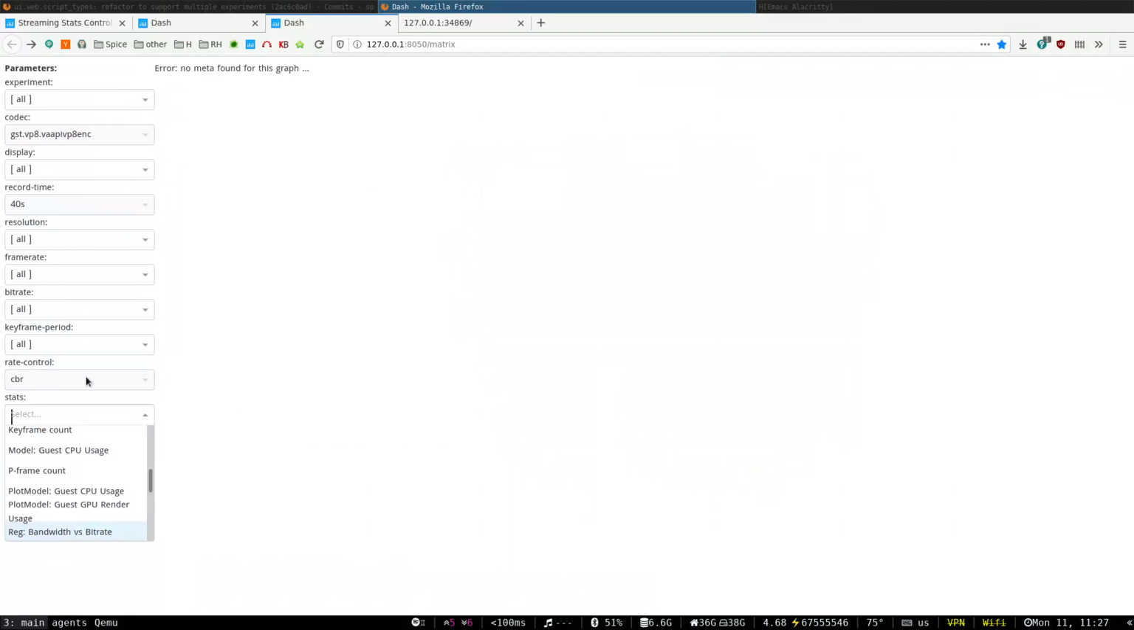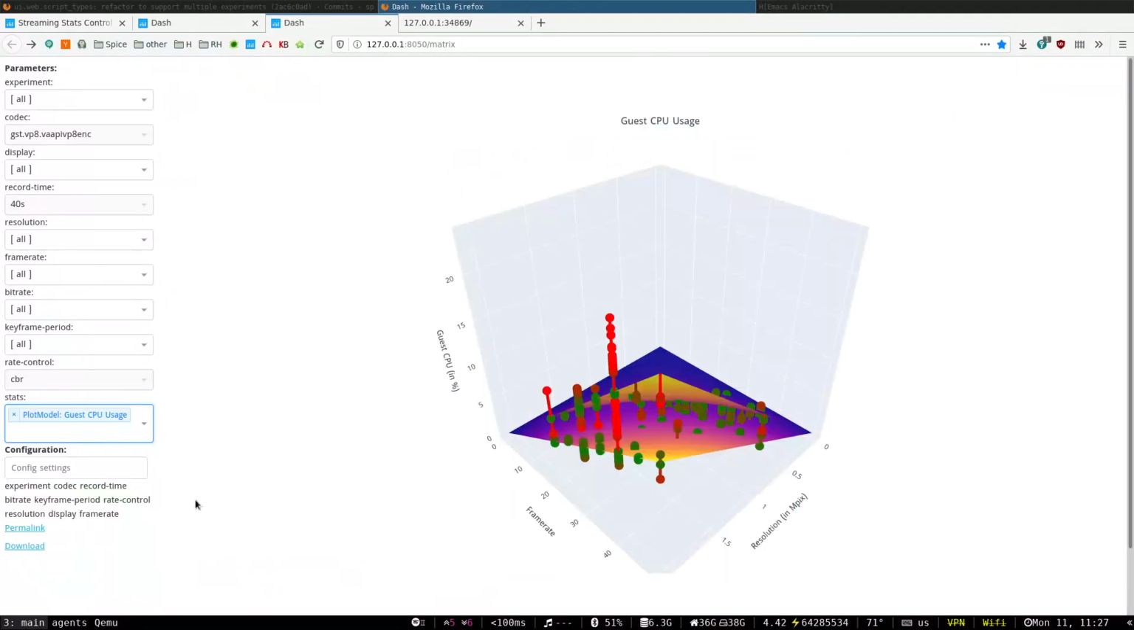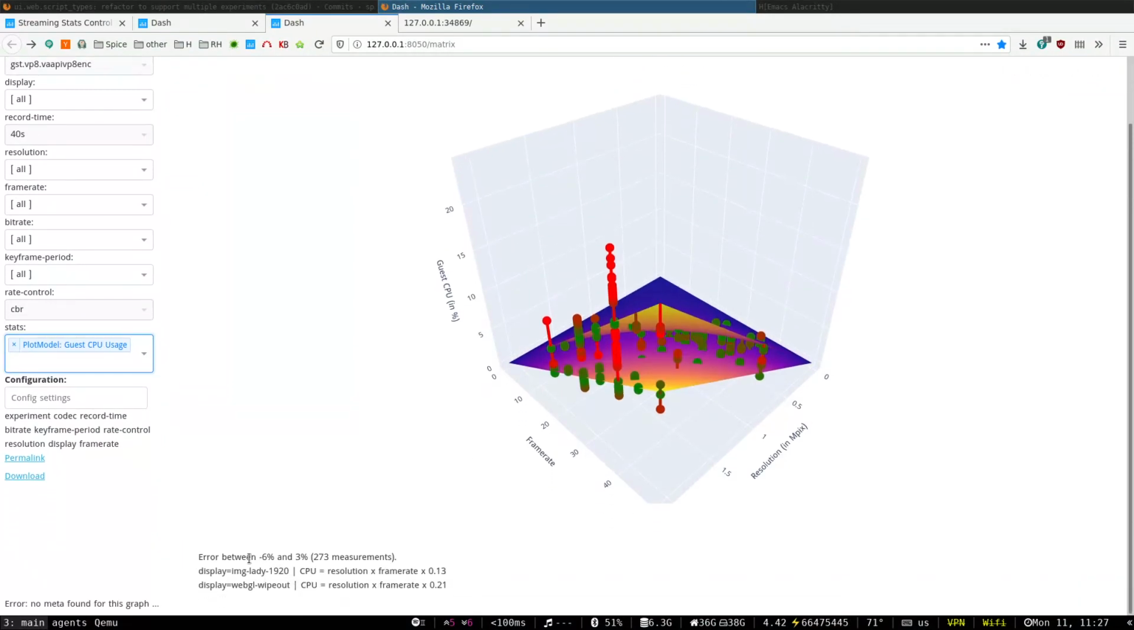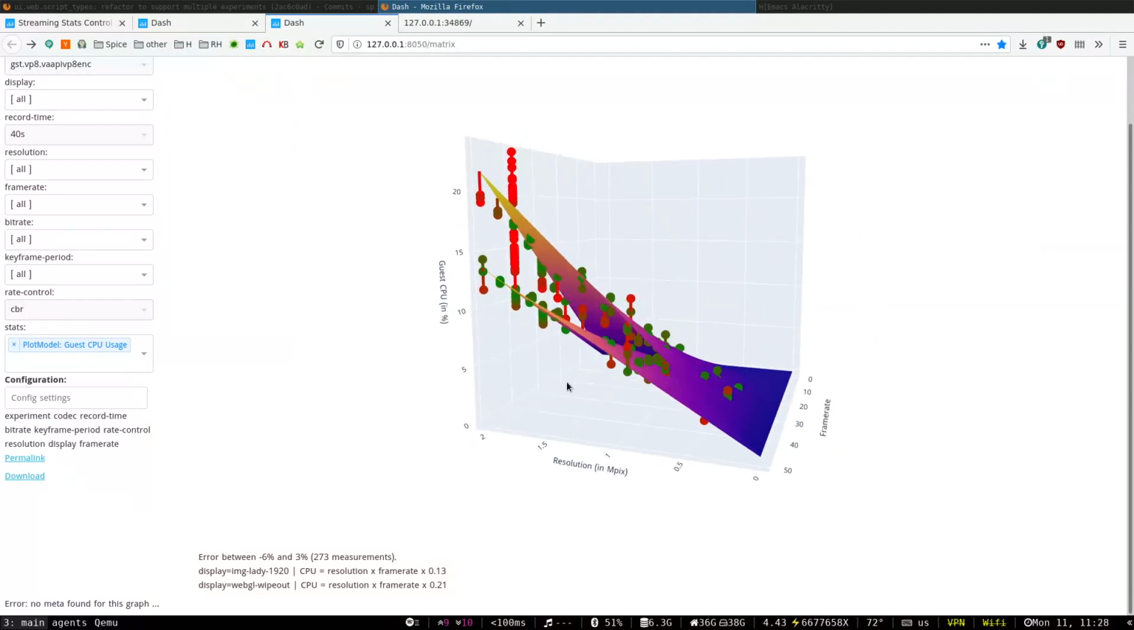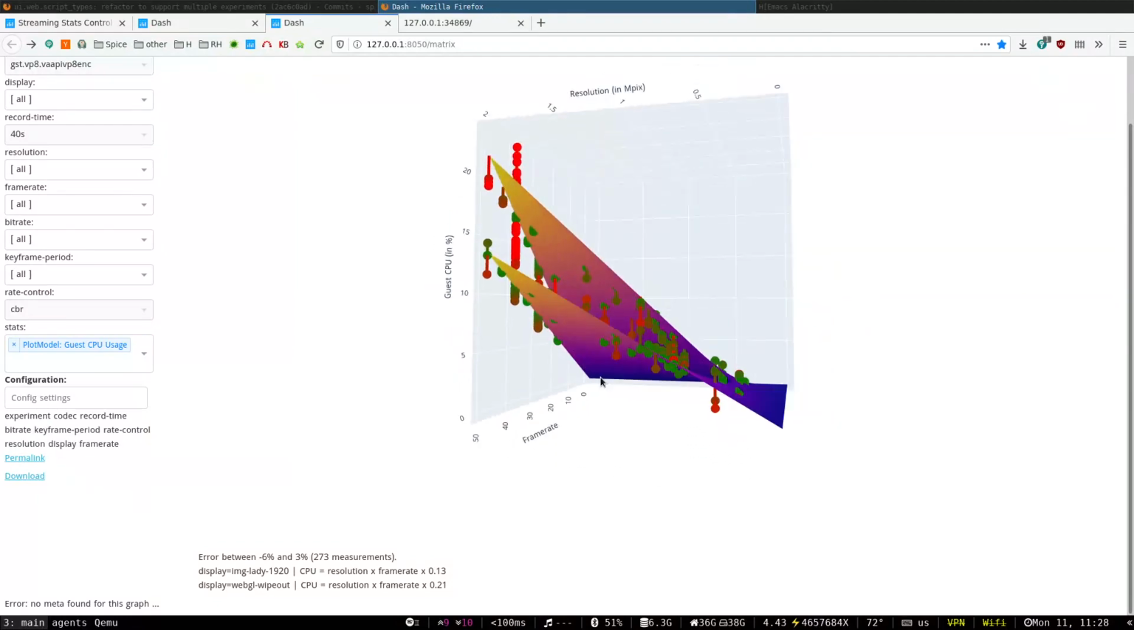And we did something similar for the CPU. Here it is. So the error is between -6 and 3. And we've got, again, 2 planes for both display usage.